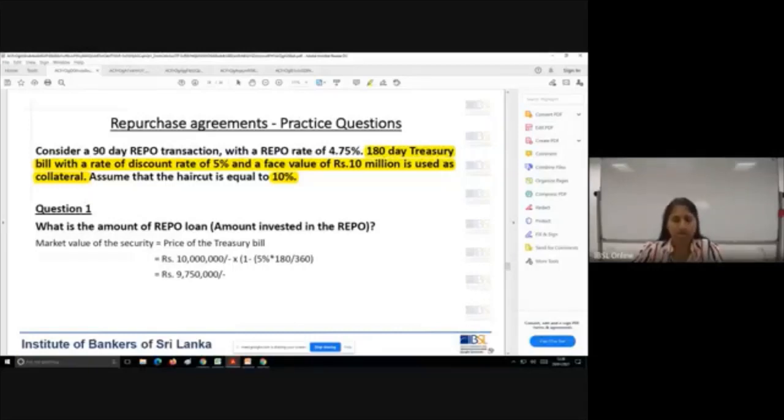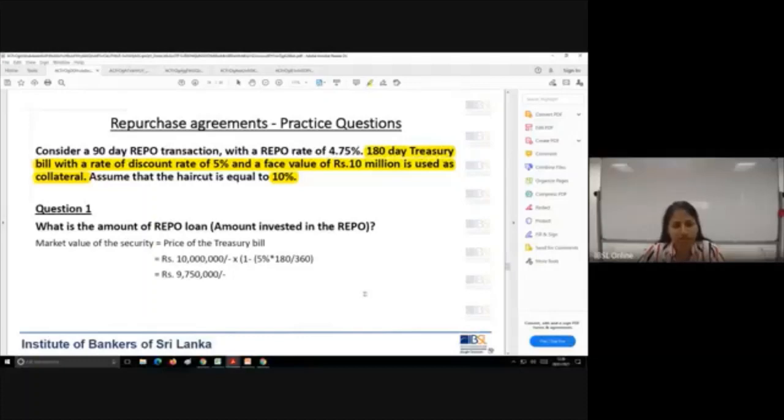Now they have given you the haircut. So what strategy are you going to use? First, you're going to calculate the market value of the security and then apply the 10% haircut and find the amount of the repo loan, which is essentially the amount that you have invested in the repo. So first, you have to calculate the market value of the security. What is the market value of the security? Price of the treasury bill.